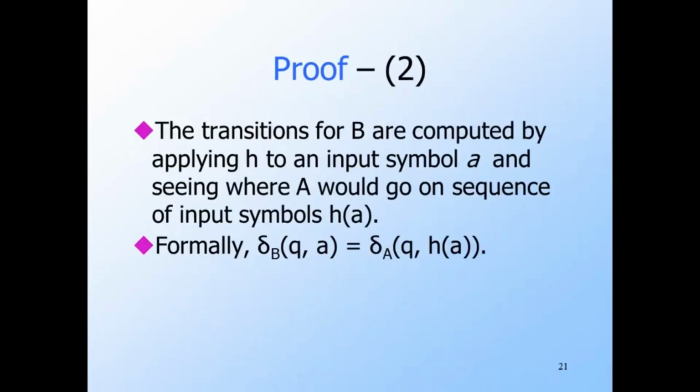Suppose B is in state Q and the input symbol is A. We apply H to A, and we see where the automaton capital A would go on that sequence of inputs H of A. That is, delta B of Q and A is delta A, that is the transition function for the automaton A, starting at state Q, but reading sequence H of A. Note that H of A could be the empty string or some long string of symbols. So this is really the extended delta, but that's okay. We know what that is.